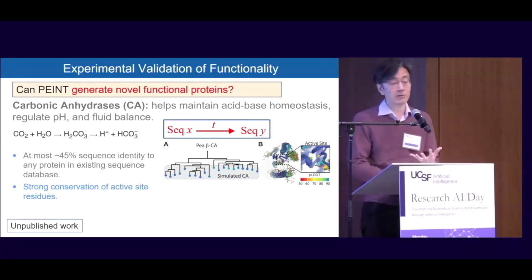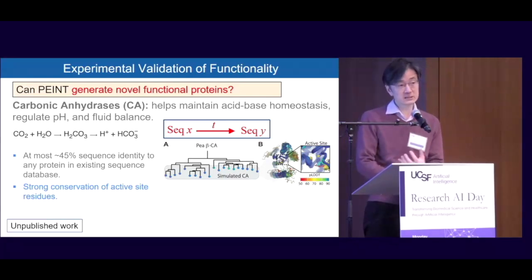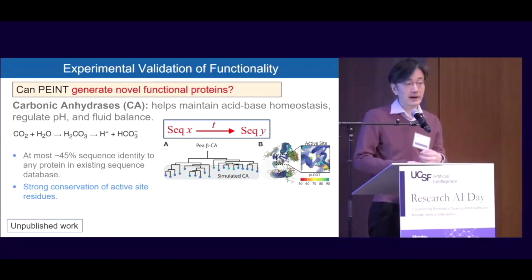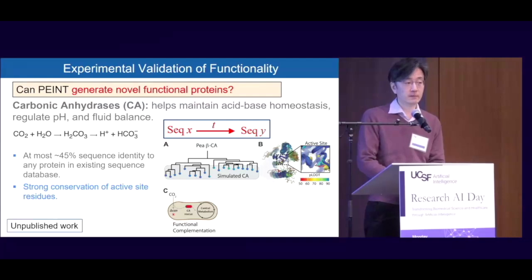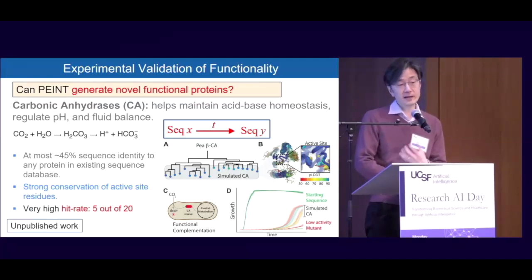And furthermore, our proteins actually can conserve those active sites. These are not forced by hand, but are coming from the model. So active sites are conserved, as shown in figure B. So we tried to test for functionality. We did a complementation assay using E. coli. And we were very happy to see that the hit rate for the enzyme is actually quite high.